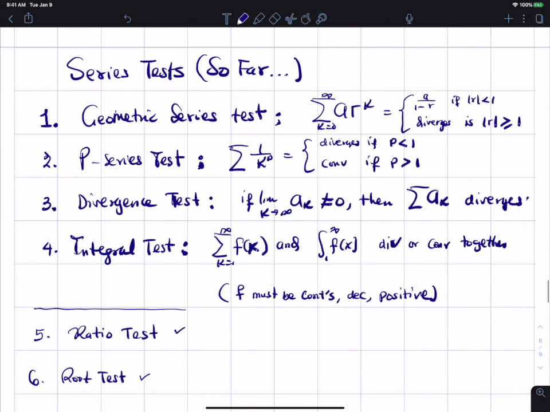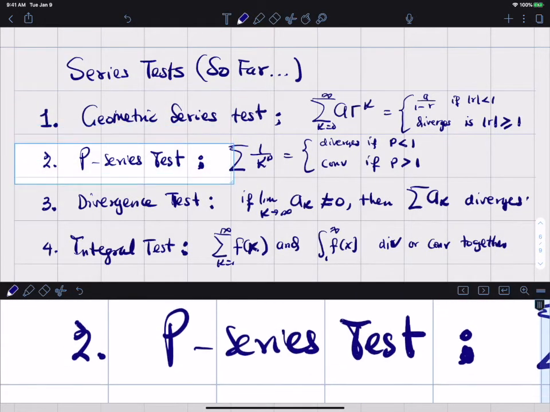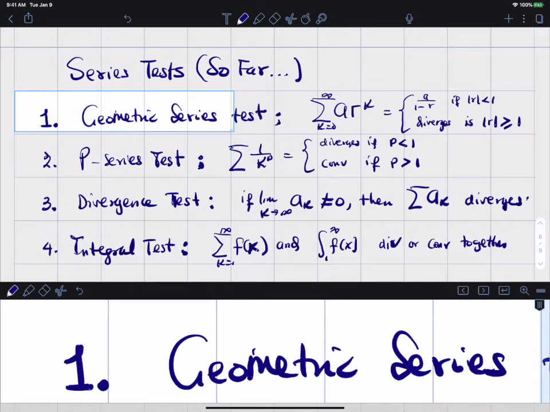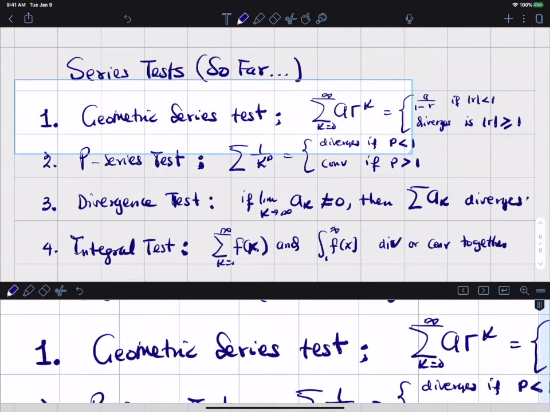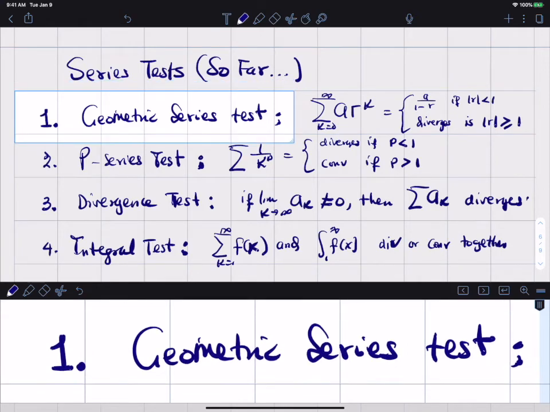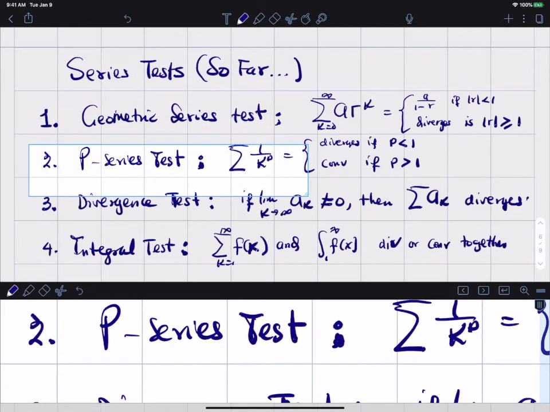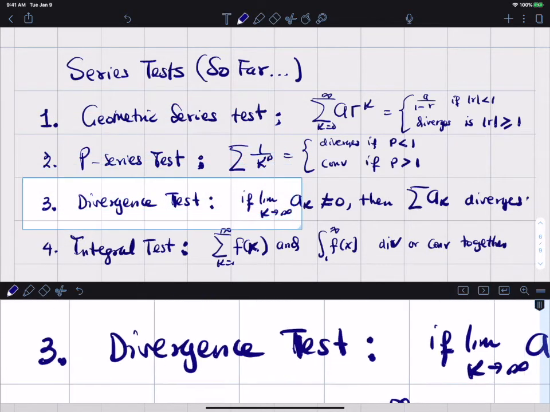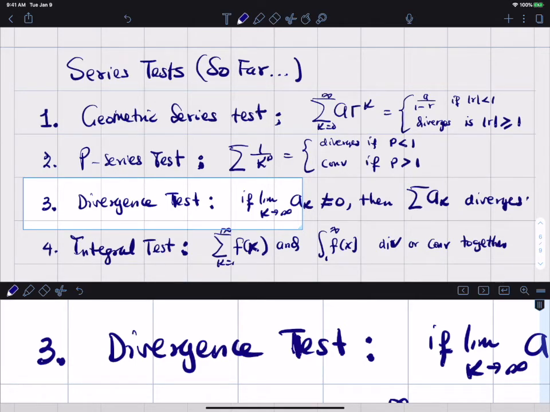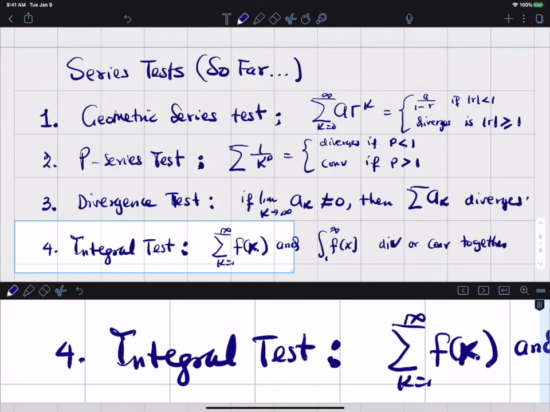My suggestion is that whenever you're given a series, you should know your geometric series. If it's a geometric series, then you can easily know how to deal with it, right? If it's a p-series, you have a way of dealing with it. If it's neither a geometric nor a p-series, try using the divergence test.